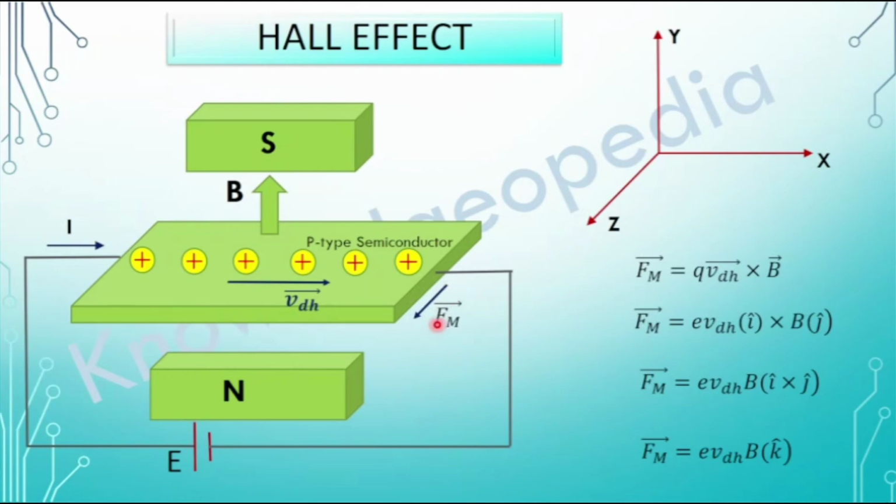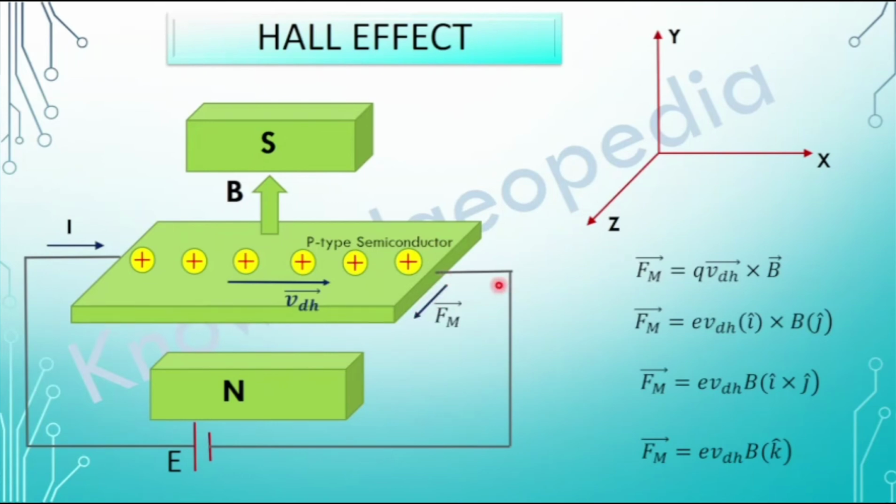This is the Lorentz force, which is in the positive z direction. This shows that after the application of the magnetic field, these holes are experiencing two forces: one due to the applied electric field, which is in the positive x direction, and the Lorentz force due to the magnetic field, which is along the positive z direction.